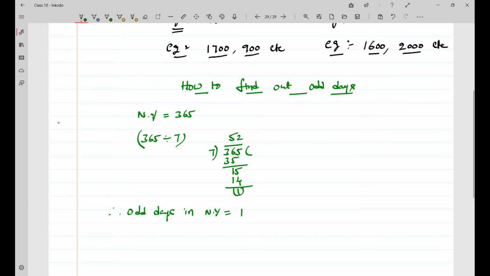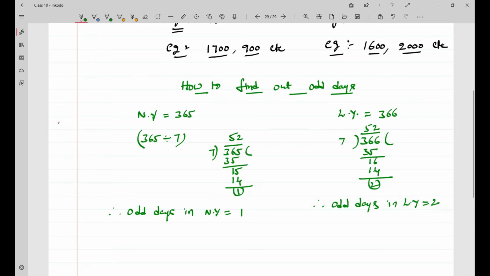Similarly, I am going to find out the odd days in a leap year also. As we know, in a leap year there are 366 days. So again divide it by 7. 7 5s are 35, then 7 2s are 14, we got remainder 2. Therefore odd days in a leap year is equal to 2.